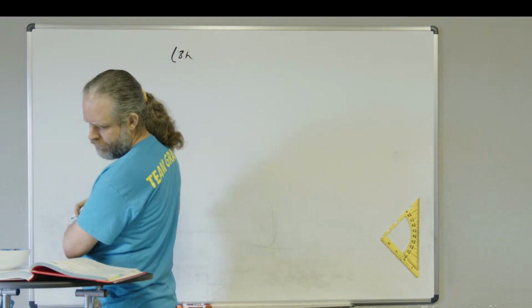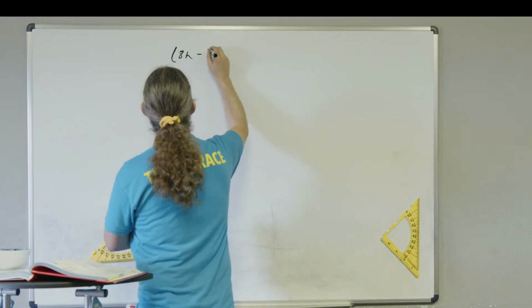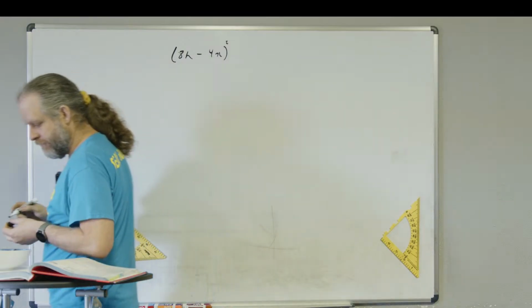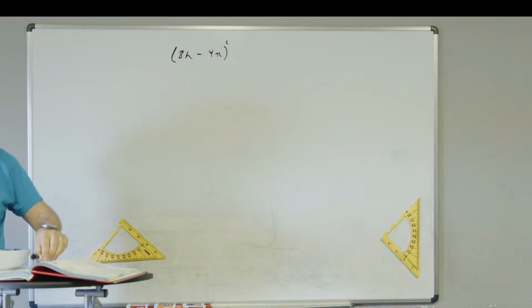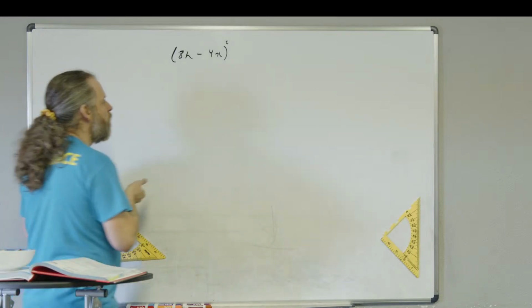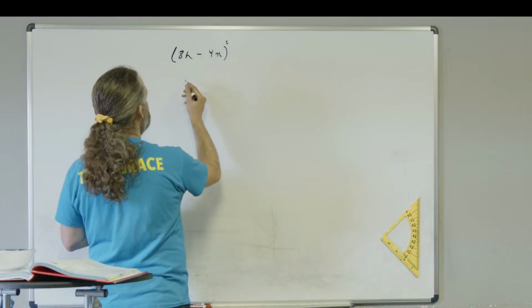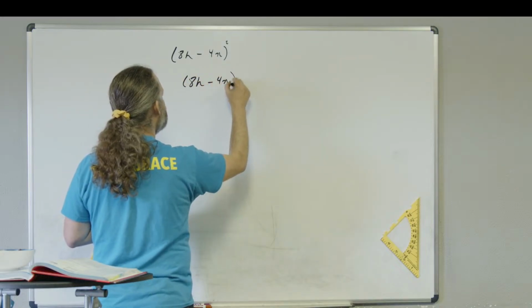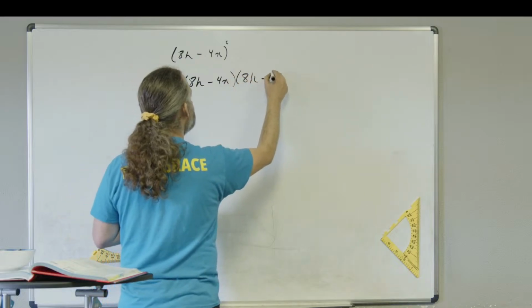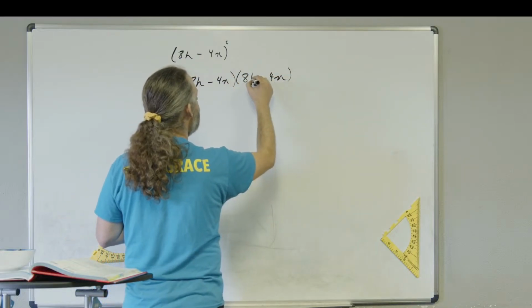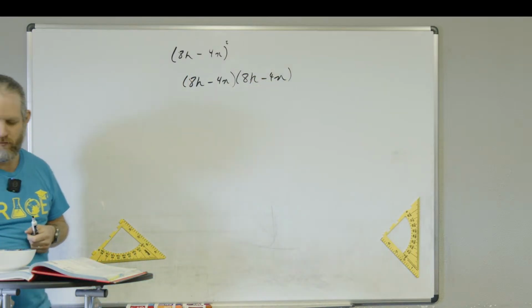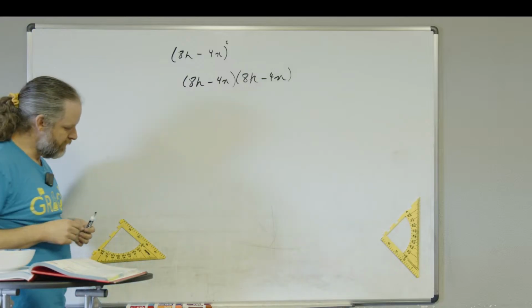H minus 4 in quantity squared. So what do we do? Okay. I do think I know what you're saying. Now what? No, we distribute.